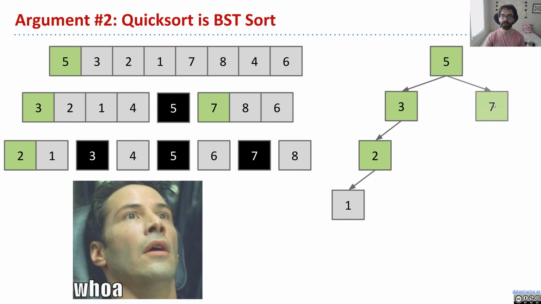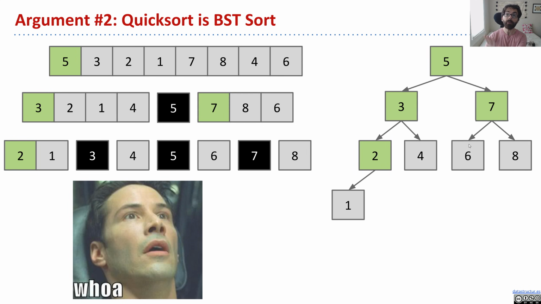Okay, 7 is greater than 5, so it goes over here. 8 is greater than 5 and 7. Okay, how about 4? Well, 4 will end up in this spot. And then finally we have 6. So that would be BST sort.